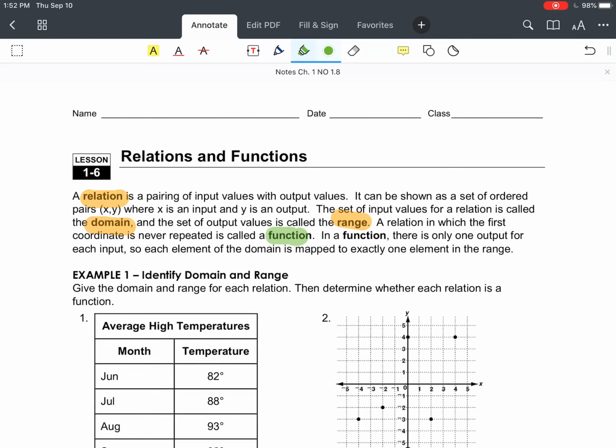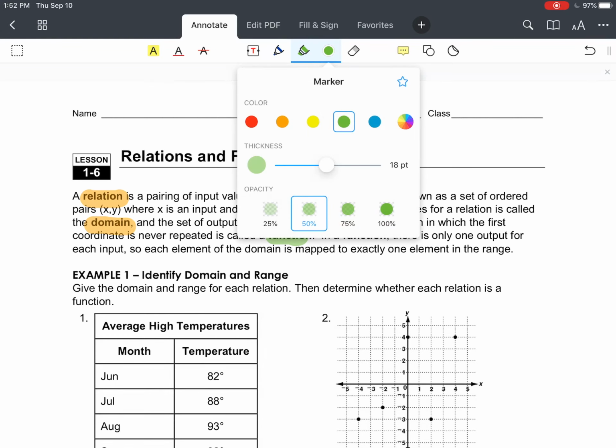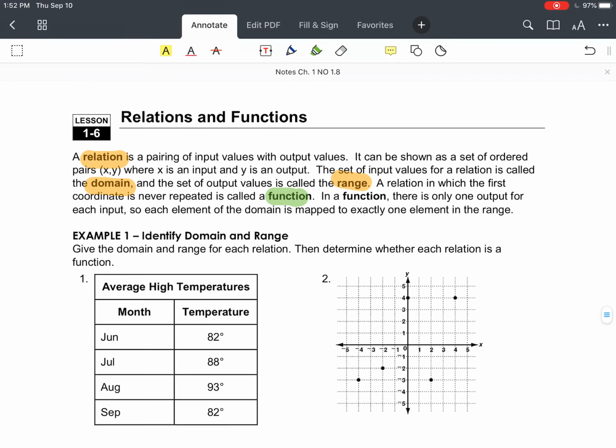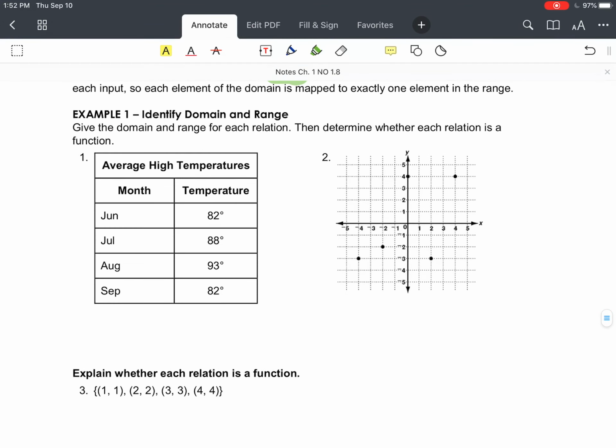A function is when the first coordinate, which is the x, the domain, the input, is never repeated, meaning there is exactly one output for each input, so you're only mapping each input to one output. Again, no repeated x's or inputs. That's called a function. It's a special type of relation that we talk a lot about in algebra.